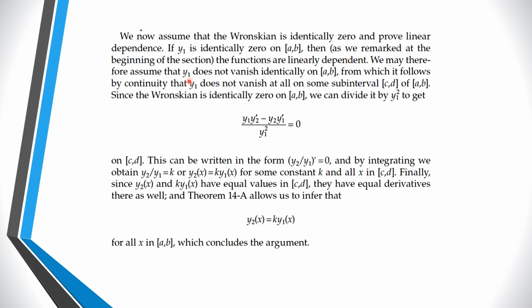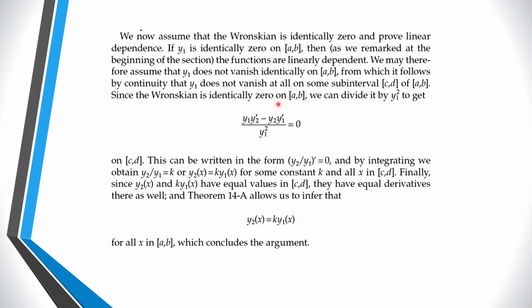So we assume that y1 does not vanish identically on the closed interval [a, b]. It means that y1 is not equal to 0 for all x belonging to the closed interval [a, b]. So it is not 0 on the interval, so we can divide by y1 square. Now just see what is given to us: the Wronskian is identically 0. What is the Wronskian of y1, y2? It will be y1 y2 dash minus y2 y1 dash, and it is given that it is 0. But we can divide both sides by y1 square since y1 is a non-zero number.